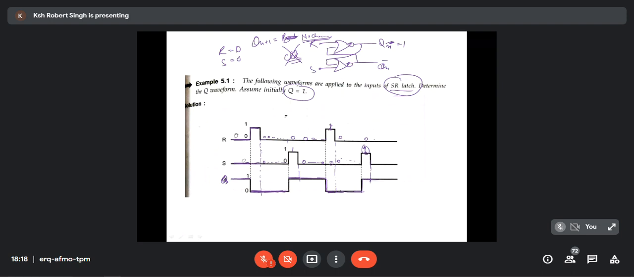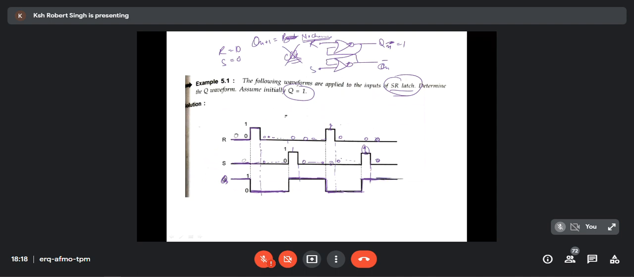And then now, R is 0, S is 0. That means again, no change. So Q is 1. R is 0, S is 0, so no change. That means the next output will also be the previous output. Previous is 1, high. So it will maintain high, high, high, like that.